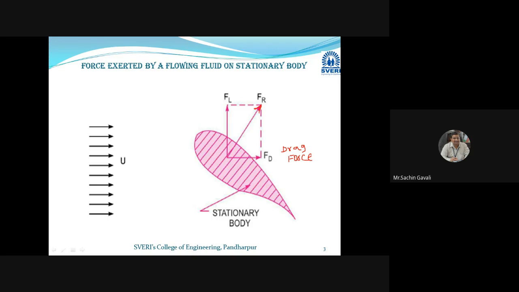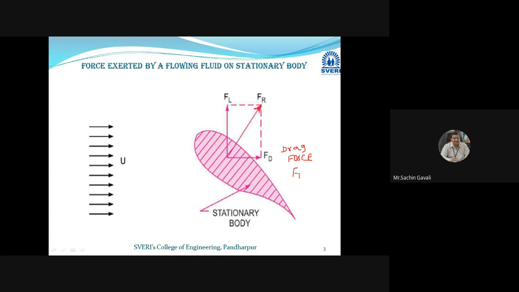Anybody can unmute and tell. Swaz, in your language, what is it? It is a component of the resultant force which is in the direction of the fluid, or in the tangential direction of the fluid, whichever wording you use. These are components of the resultant force. So the definition: it is a component of a resultant force in the direction of flow, or in the tangential direction of flow. That is called drag force, denoted by FD.